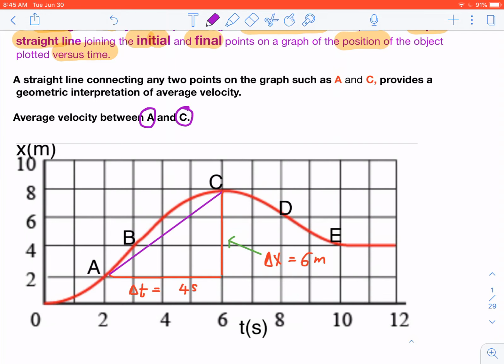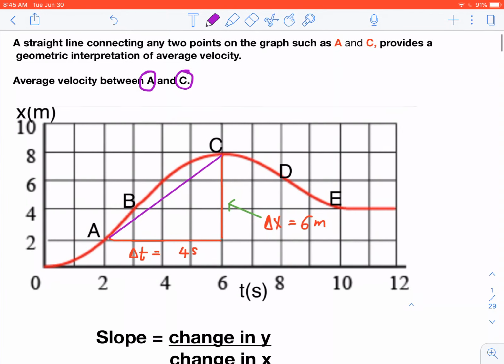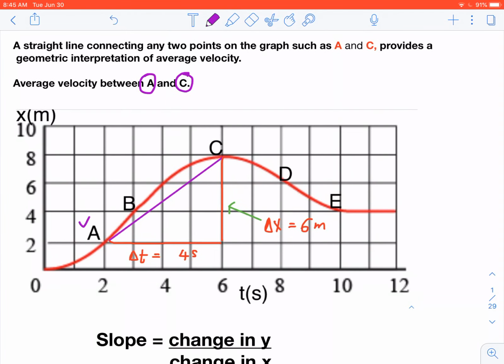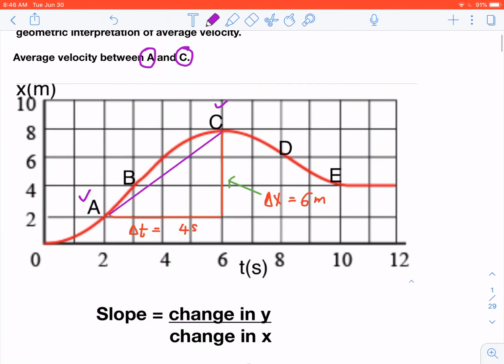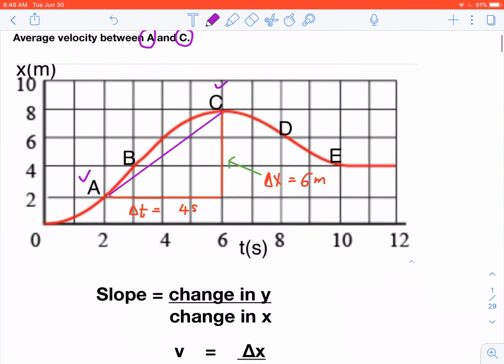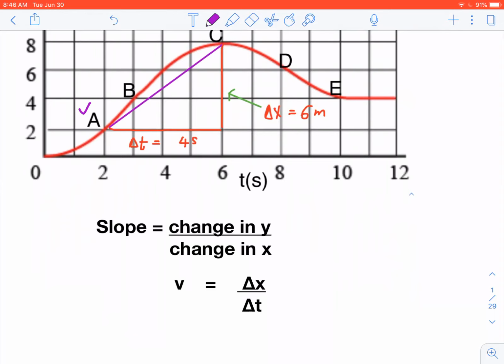If we need the average velocity between A and C here, there's A and that C. What do we do? We have a line joining A and C, and then we determine the slope of that line. So how do we determine the slope of a line? In mathematics, slope is defined as change in y over change in x.